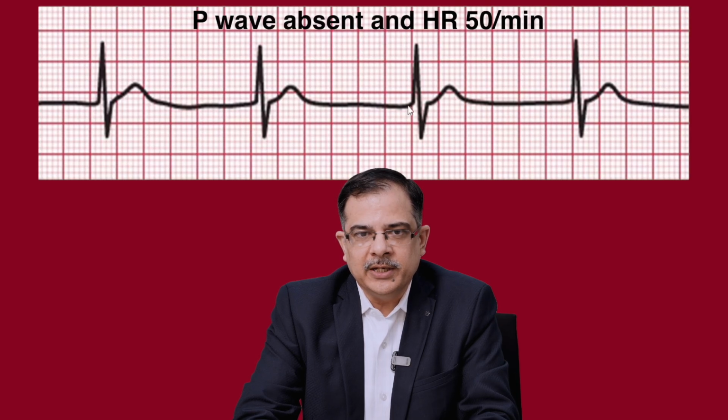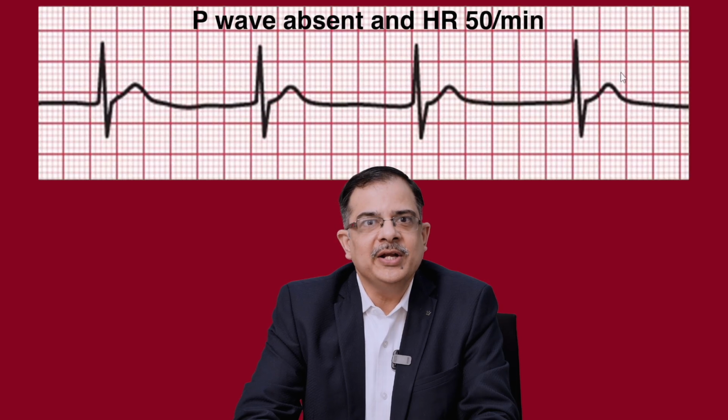You can see just before the QRS there is a flat line, there is no P wave. This is a T wave. Look at the arrow, this is the T wave. Why? Because between two QRS complexes there is only one wave of the same morphology, and that will be the T wave.